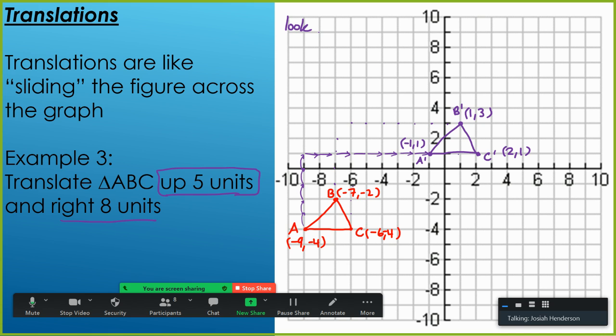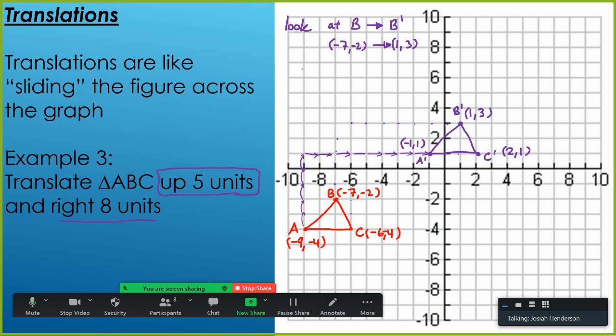So let's focus on just, let's look at B to B prime. Old B was at -7, -2, and the B prime is up at 1, 3. So if we examine the old to the new for a translation, what's happening to X and Y is going to be whatever the directions for the translation were.